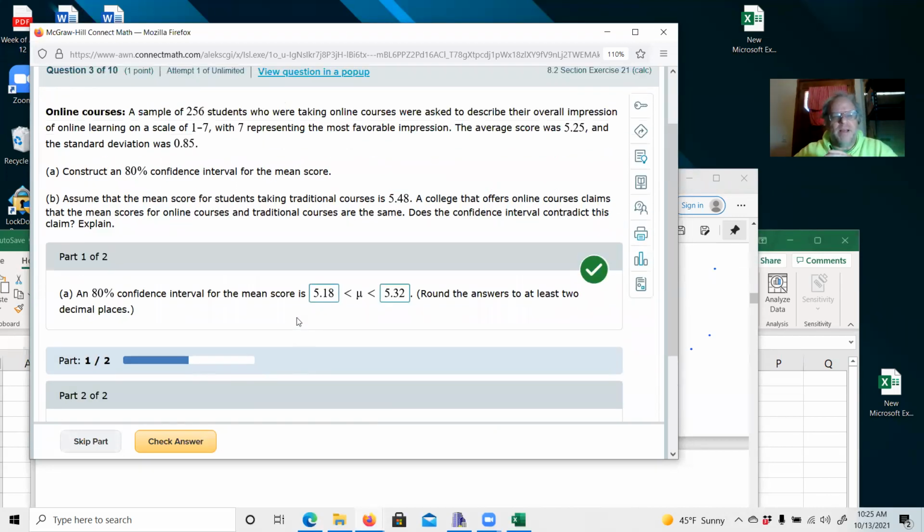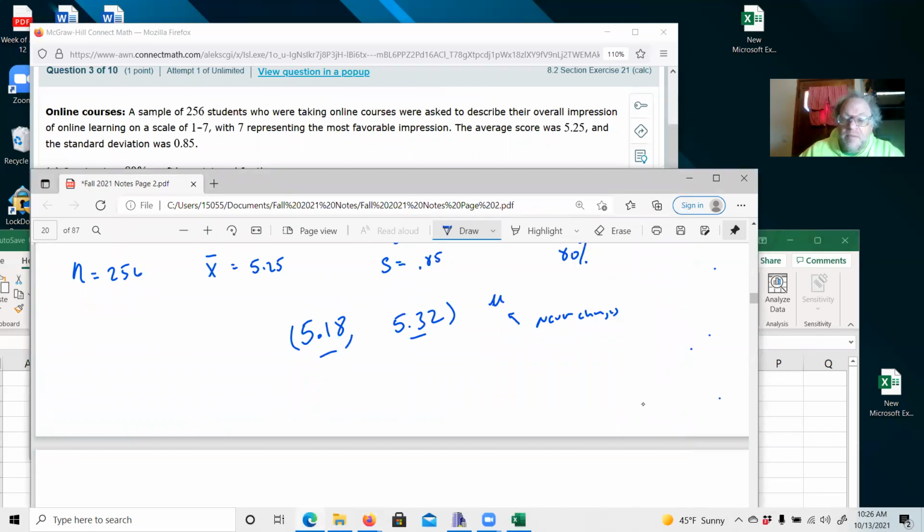Now part B. Assume the mean score for the students is 5.48. A college that offers online classes claims that the mean score for their traditional courses is 5.48, but for online classes it was a little different, and they're saying no, they're the same. They're going to work out just fine. 5.48 is not in my interval here. If you're going to say that you think they're the same, you're going to have to come at me with a little bit of evidence to support your claim.